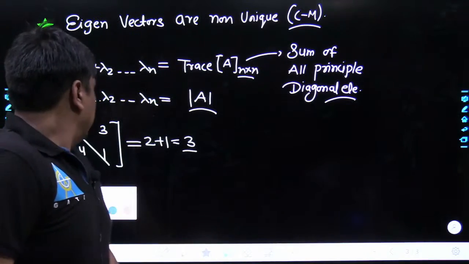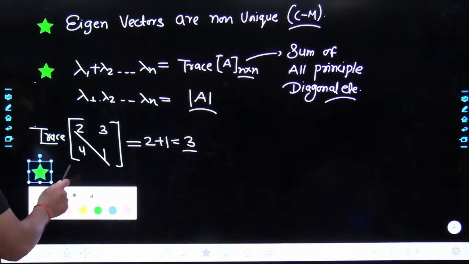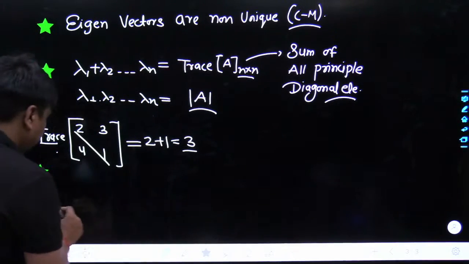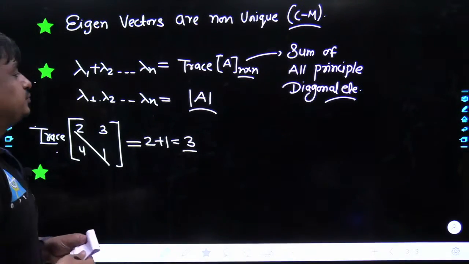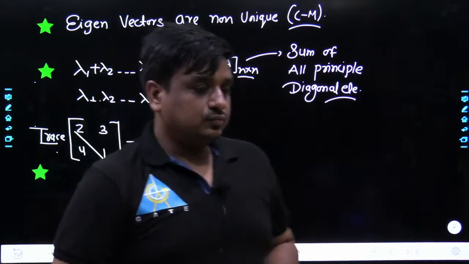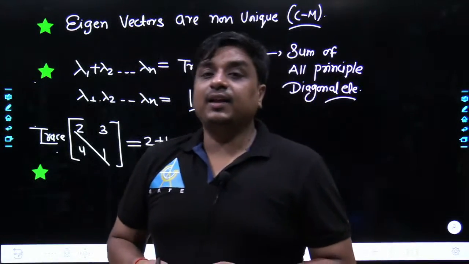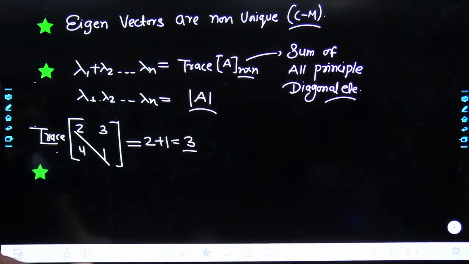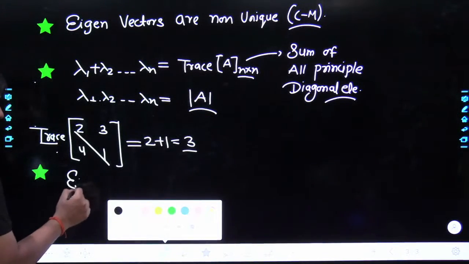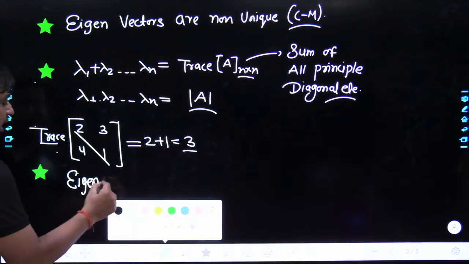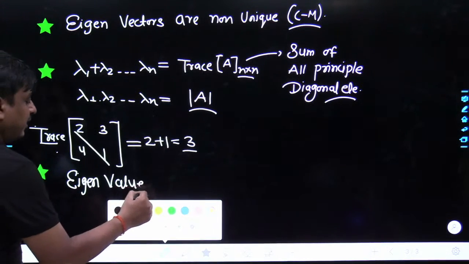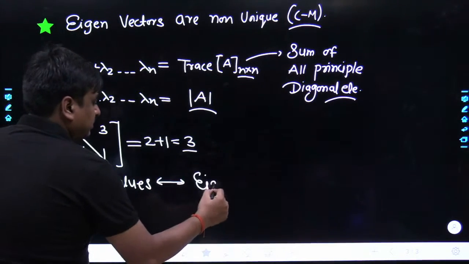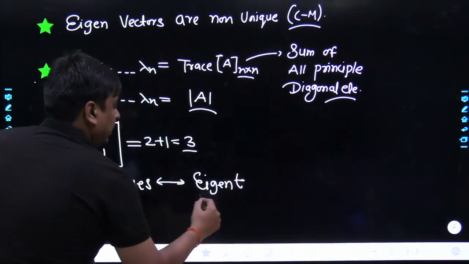Is that part clear? Now the last and never the least important property, you can just write down: eigenvalues and eigenvectors are corresponding to each other.